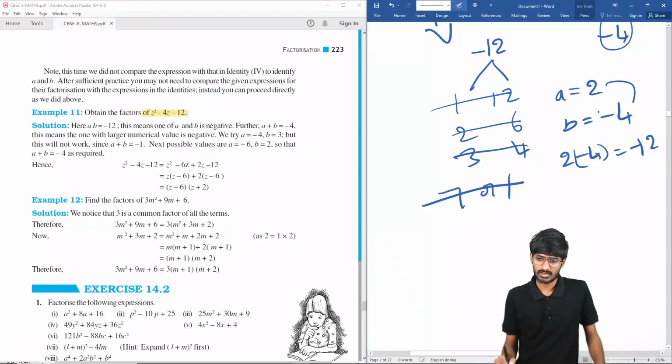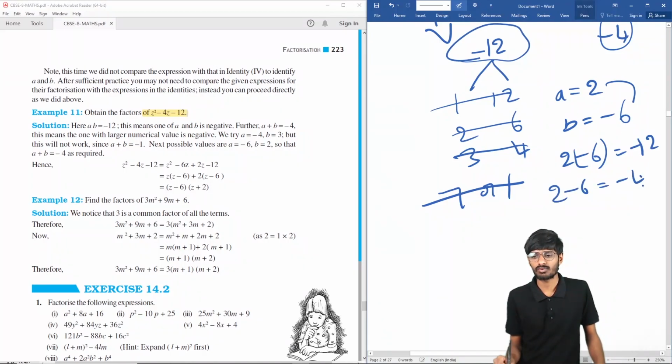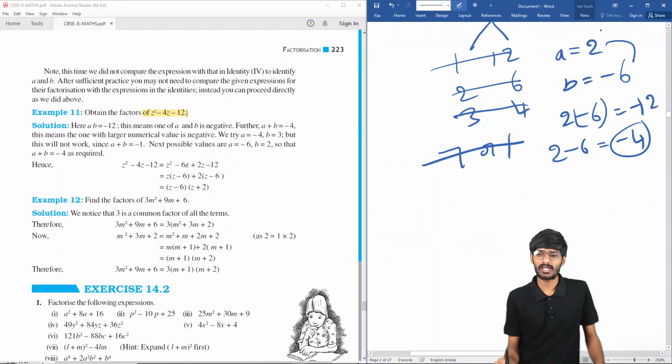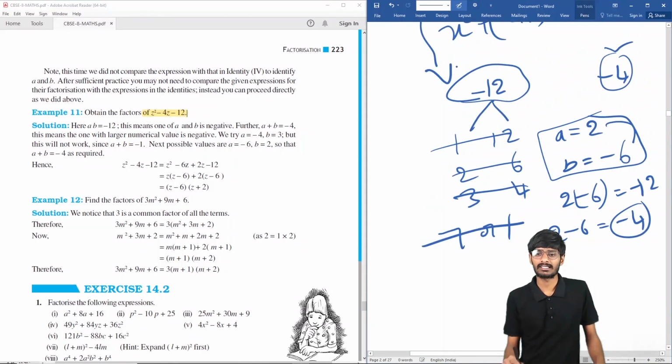Okay students, it is the sixth term, minus 12. So what we require is minus 12 for the constant term. And if you add them, that is 2 minus 6, it is minus 4. So this is what we want here. So we can take A is 2 and B equal to minus 6, and you can write it like that.